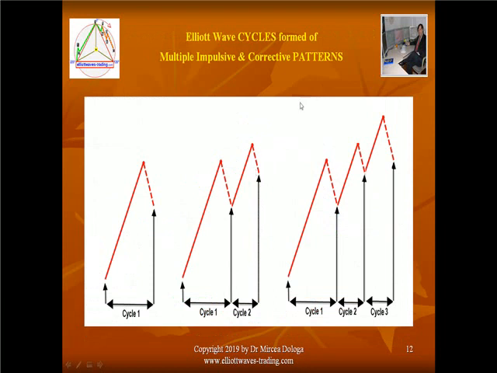Multiple impulsive and corrective patterns make the cycles. Over here we have a cycle number 1 made of an impulsive pattern and a corrective pattern. If we put these two together, we get cycle 1 and cycle 2, the same impulsive and corrective for the second cycle. Now if we add another one to this, we get cycle 1, cycle 2, cycle 3 with the impulsive pattern 1, impulsive pattern 2, impulsive pattern 3, then with their allocated corrective subcycle for the cycle 1, for the cycle 2, and for the cycle 3.